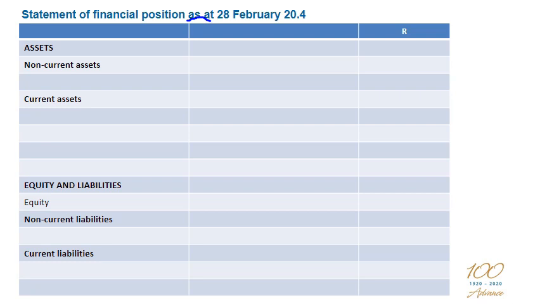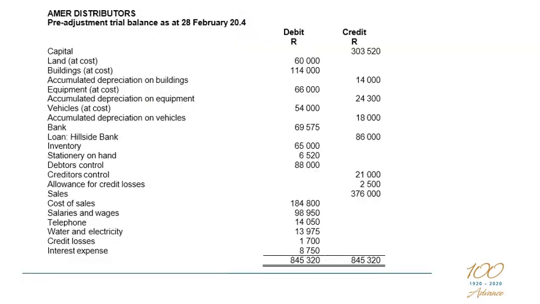And then for assets, we make the distinction between non-current and current assets. So the assets that we're going to use for more than 12 months as non-current, and within the next 12 months, our current assets, and the same for liabilities. Equity cannot be distinguished between current and non-current. So from the pre-adjustment trial balance, we have to identify all the assets and liabilities. And I want you to classify these assets and liabilities as you read through the trial balance into the framework that you've drawn up.